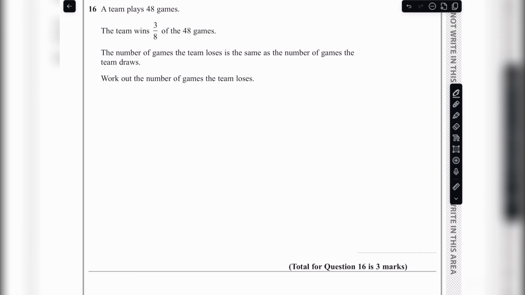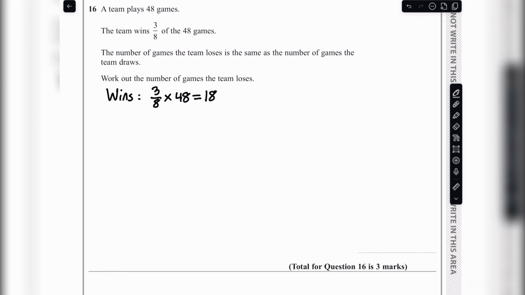In question 16, we are told that a team plays 48 games. The team wins 3/8 of the 48 games. The number of games the team loses is the same as the number of games the team draws. Work out the number of games the team loses. So the first thing we need to do is determine the number of games the team wins. So we have 3/8 multiplied by 48, and that gives us a value of 18.